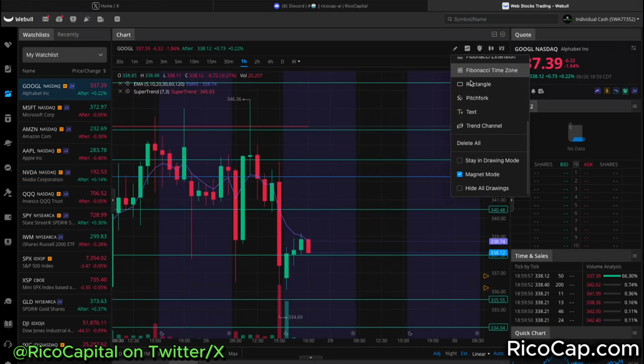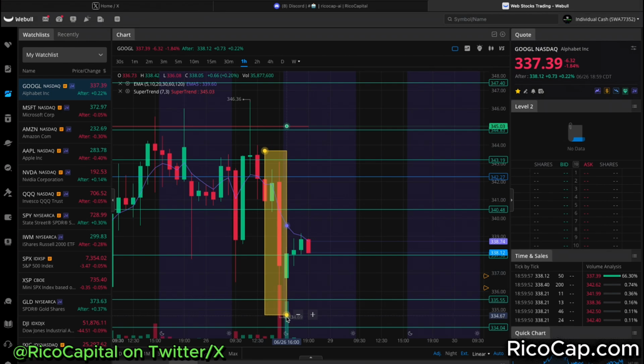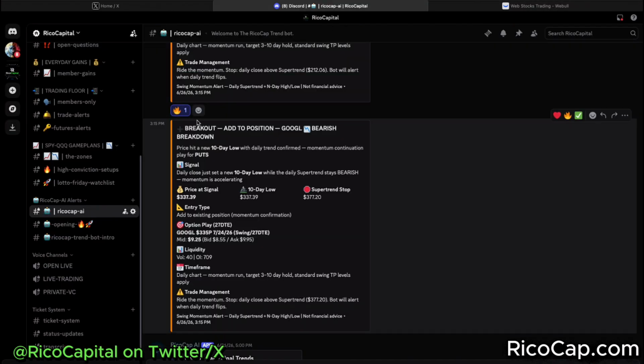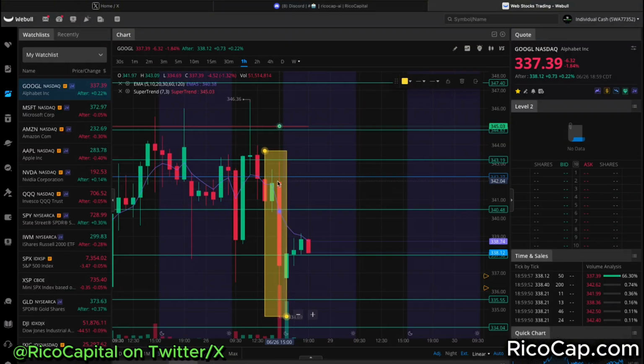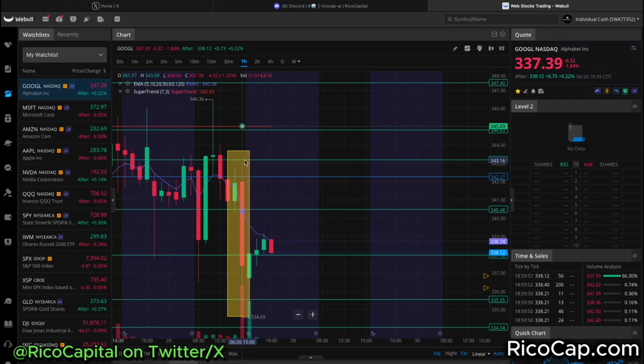You can see end of day there that it called out Google. Look at this knife on Google. So bearish breakdown, 10-day low for Google. So we know that. We saw this on Friday. Monday we can come in and we can look to keep pressing Google as it's very weak. But bearish breakdown there, and you can see that it just knifed from level to level, 343 all the way down to 334. So pretty massive move there.